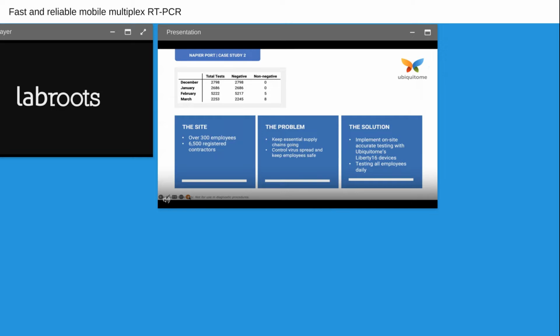So just to the top left-hand corner, we have a very, very simple table. As of December 2021, for that particular calendar month, there were 2,798 total tests performed with 2,798 negative test results coming back. But if we look down to March of 2022, the total number of tests for that particular calendar month was 2,253 with 2,245 negatives and 8 non-negative results picked up.